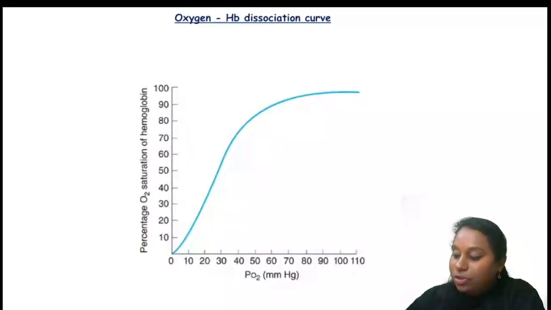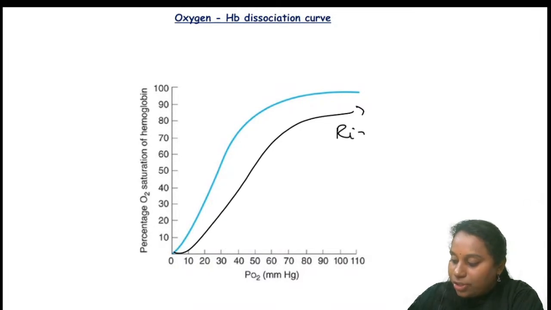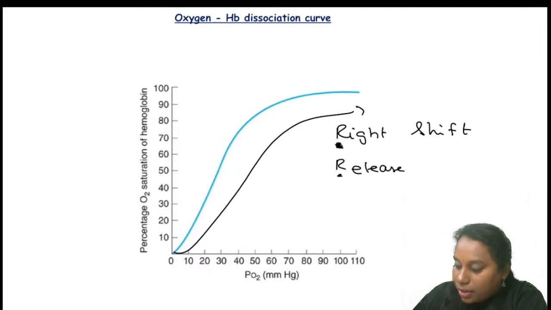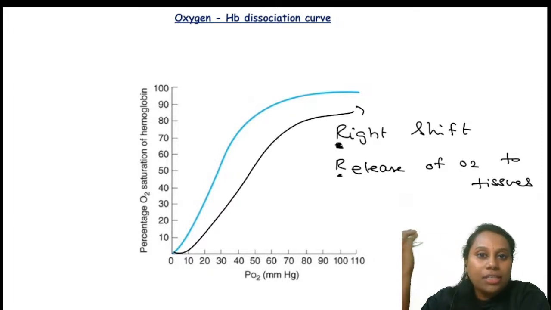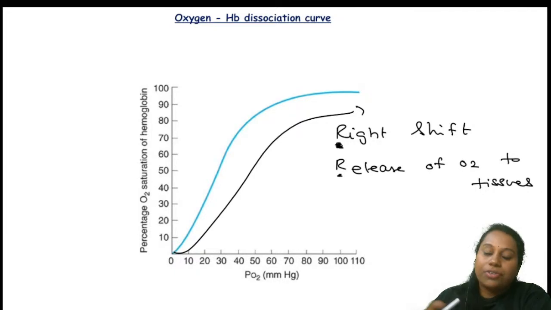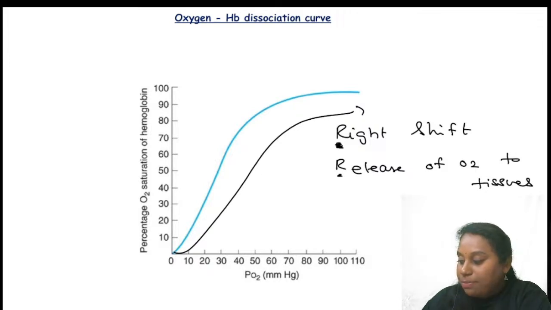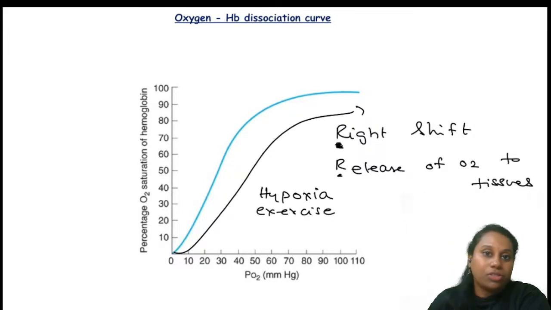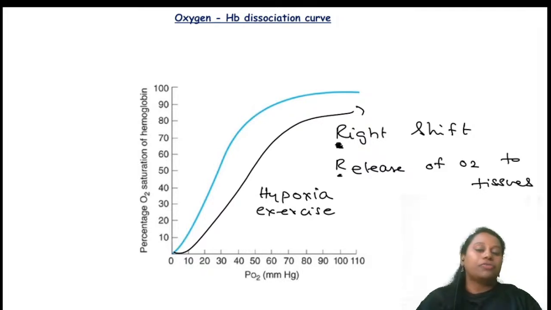First, let's see the right shift of the curve. When the curve shifts to the right like this, this is a right shift. R for right shift and R for release of oxygen to tissues. So whenever there is a need to release oxygen to the tissues, the curve shifts to the right. When will the tissue need oxygen? When the tissue is in hypoxia. So one factor which can cause a right shift of the curve is hypoxia. Or when you do exercise, the exercising tissue needs oxygen, so there is a need to release oxygen to the tissues. Hypoxia, exercise, or other factors cause a right shift of the curve.